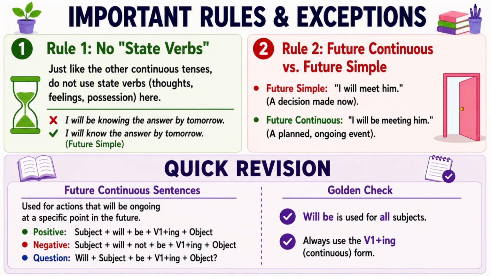Now let's learn some important rules and exceptions. The first rule is no state verbs. Just like the other continuous tenses, we normally do not use state verbs, such as verbs of thoughts, feelings, or possession, in the future continuous tense.